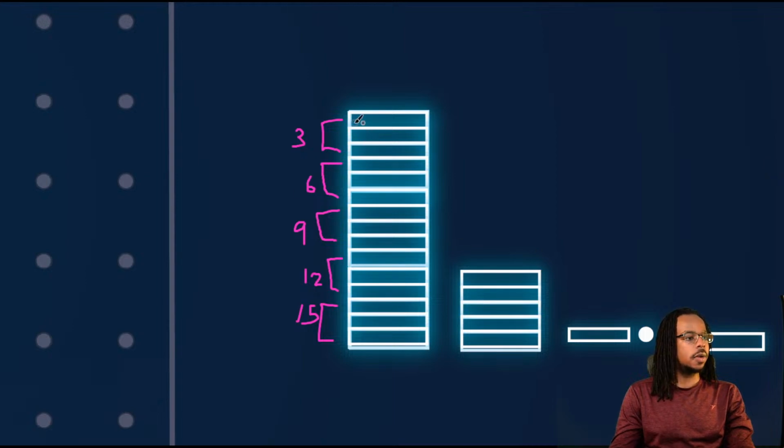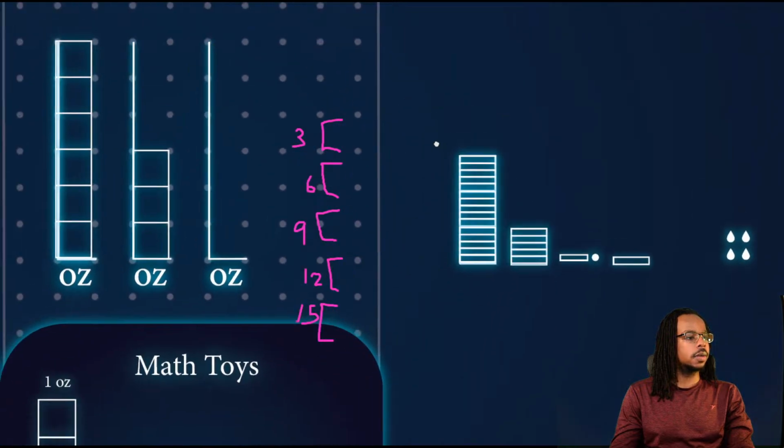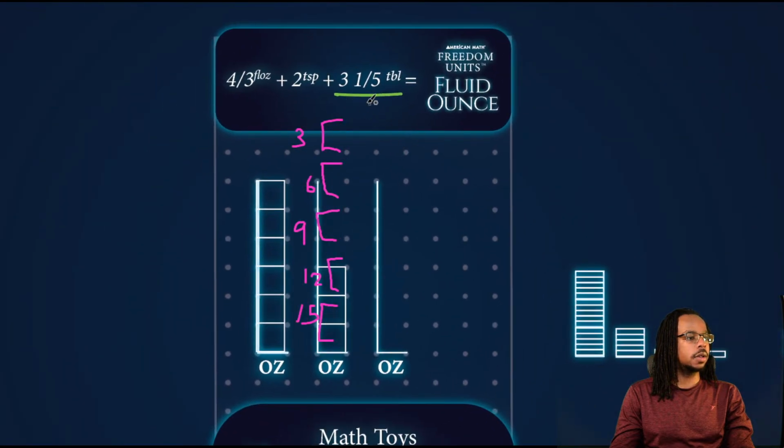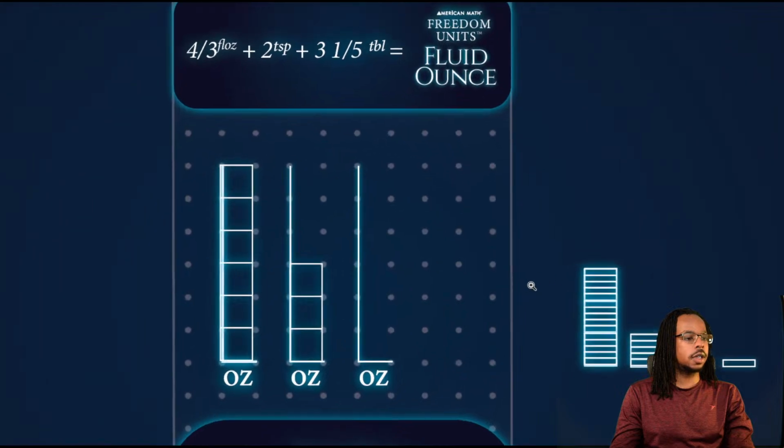Awesome. So now, if we come back over here to our puzzle, 3 tablespoons and 1/5. 3 and 1/5 tablespoons. So we already brought out our 3 right here. So from what we just saw earlier, what would be 1/5 of a tablespoon? So it would just be 3 milliliters.